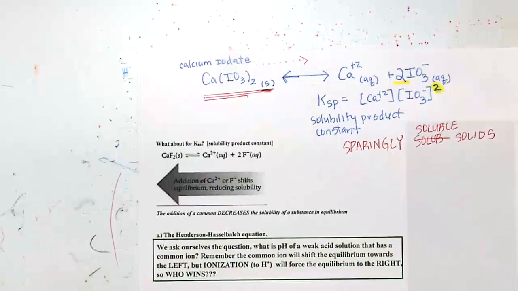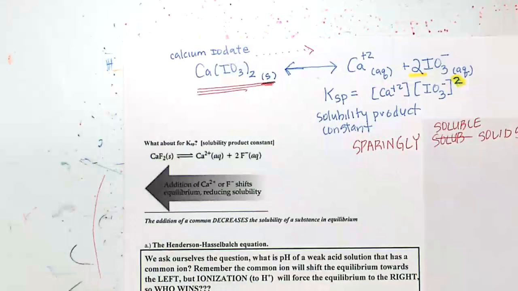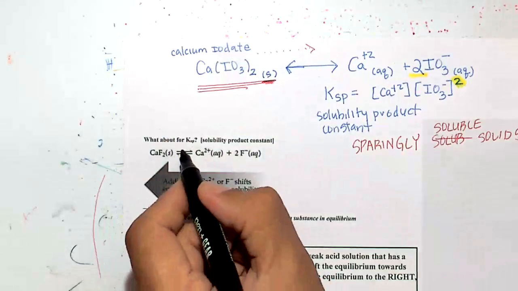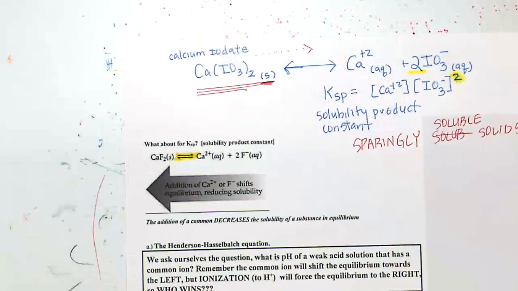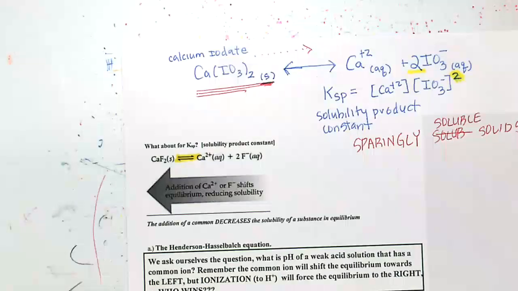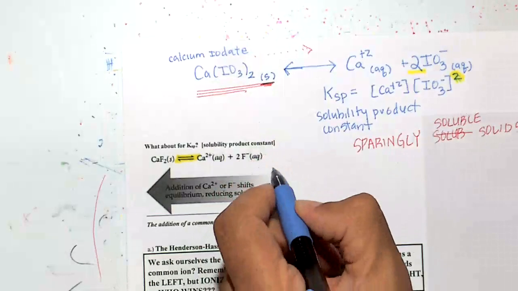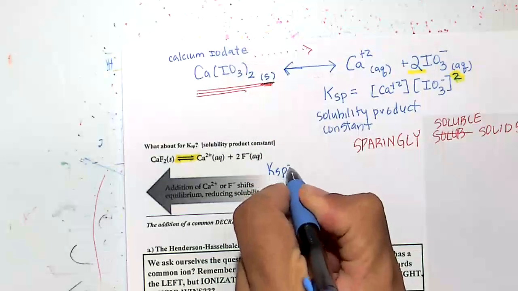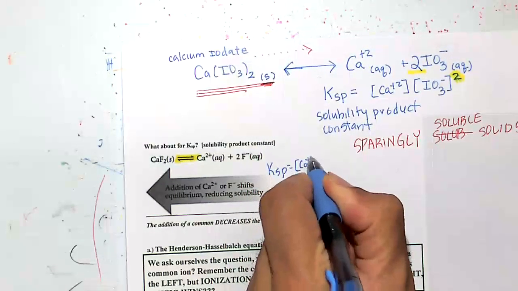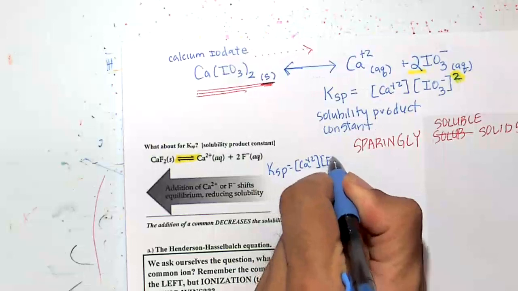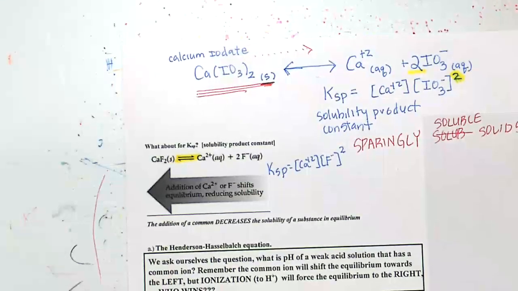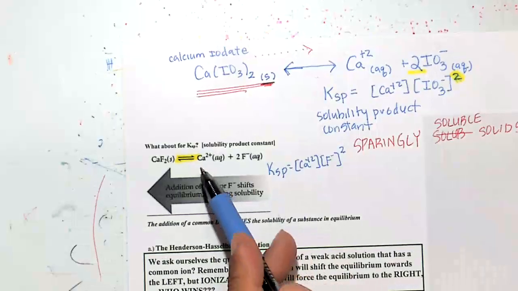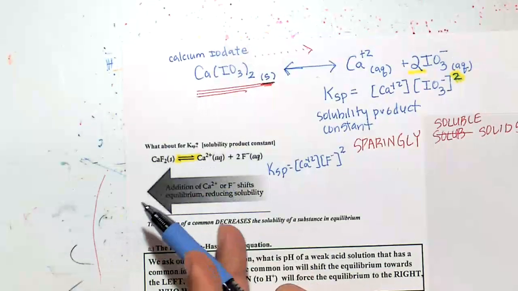Okay, here's another example. Calcium fluoride is a solid, but it's in an equilibrium with its ions, calcium ion and fluoride ion. So this will have a KSP. So the calcium iodate, which way is it shifting? We didn't add anything yet. Okay, but this is the KSP for calcium fluoride, a sparingly soluble solid.